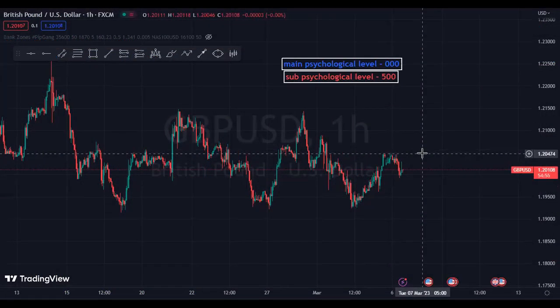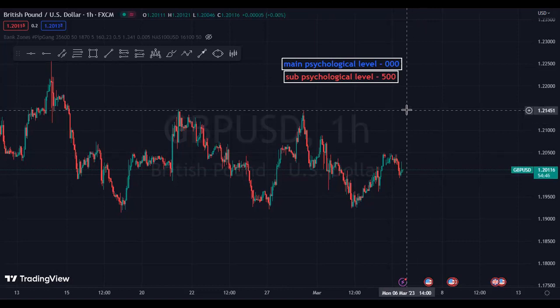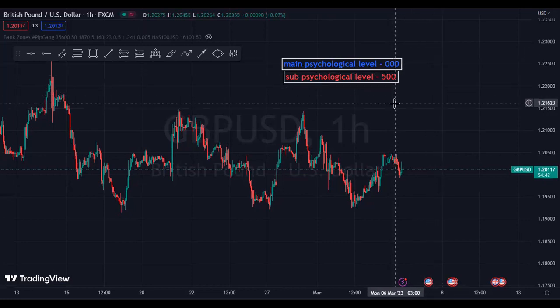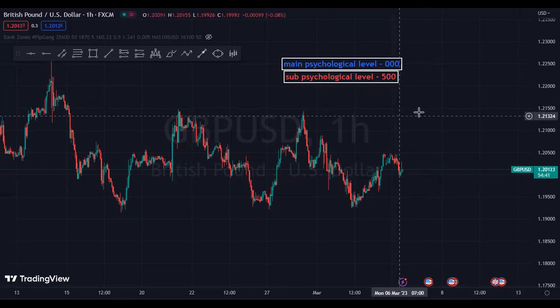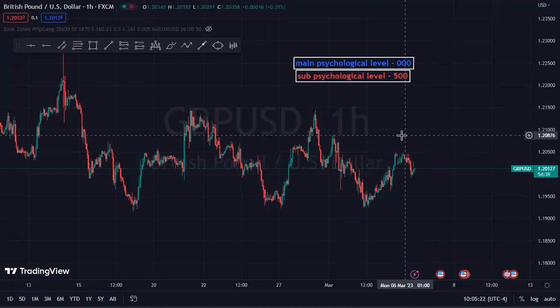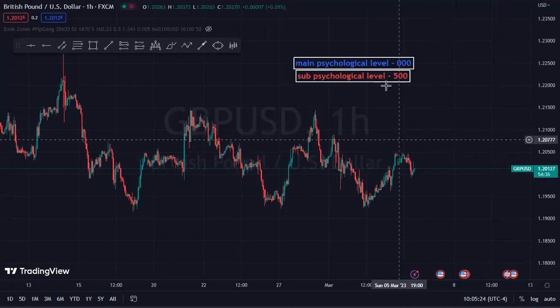When it comes to psychological levels, we have what we call the main psychological level, which ends in 000. And we have what we call a sub-psychological level, which ends in 500. As you can see here on my screen, I wrote it down for you guys. So let me show you how you plot your psychological levels.